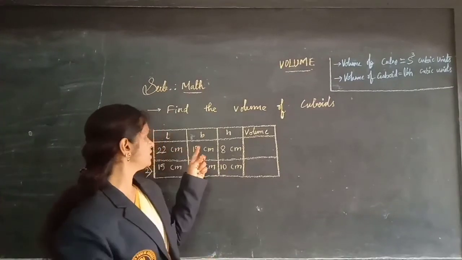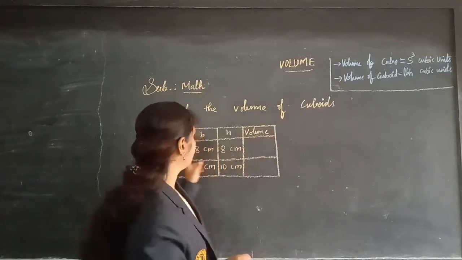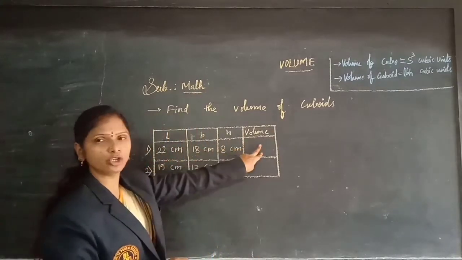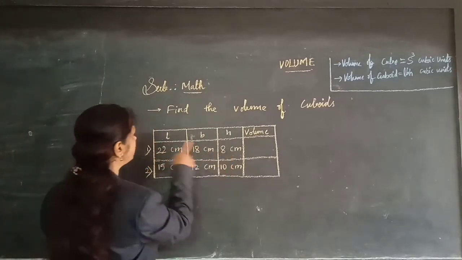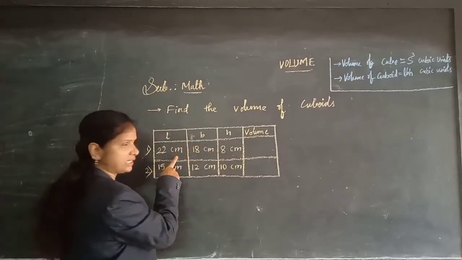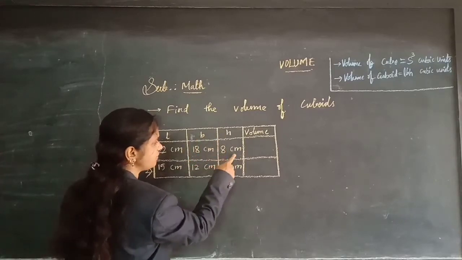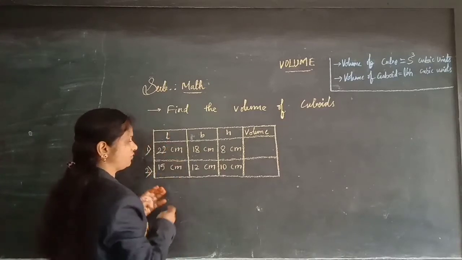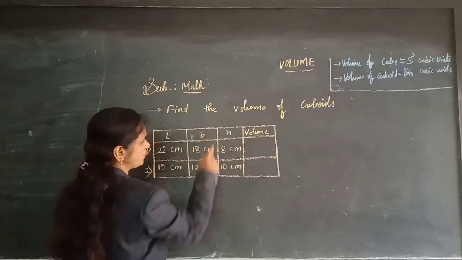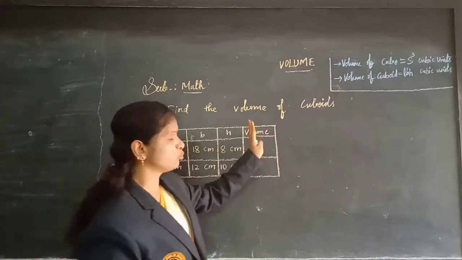Yes, have a look at these problems. Here, find the volume of the given cuboids. The first one has length 22 centimeters, breadth 18 centimeters, and height 8 centimeters. In the second problem, length is 15 centimeters, breadth is 12 centimeters, and height is 10 centimeters. We need to find the volume.